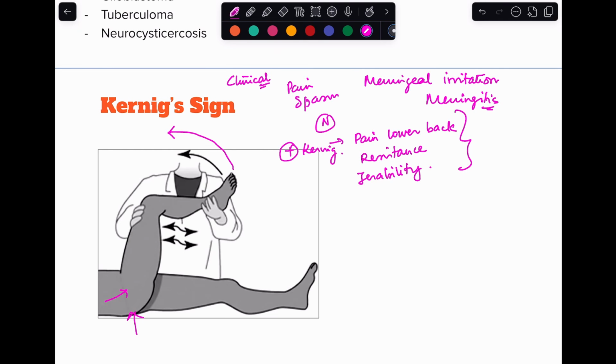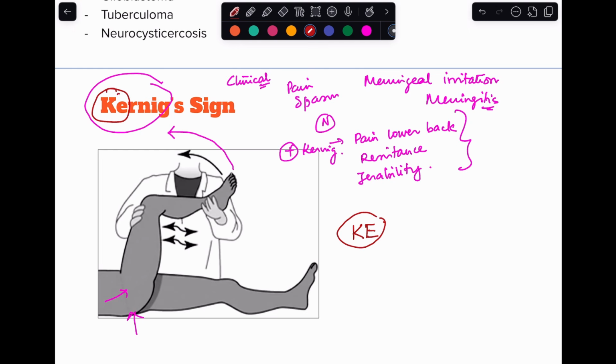Now, Kernig sign is also an eponym because it was named after Vladimir Kernig, who was the one to describe this sign in patients with meningitis. So, if we had to remember it an easy way, I have a mnemonic for you, KE. So, KE from Kernig sign.